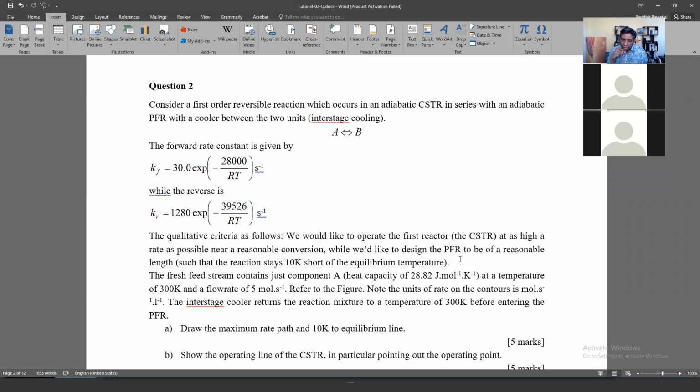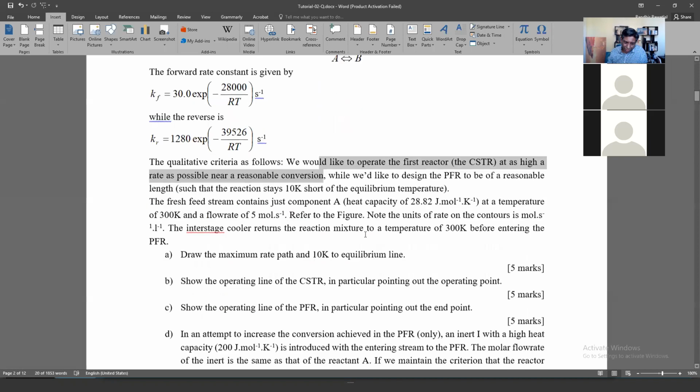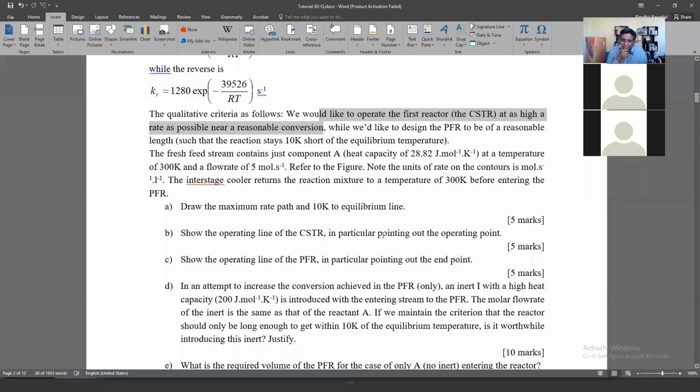And we are saying, well, we just want a nice high reaction rate. So it says here, we want the first reactor, the CSTR, as high a reaction rate that we can get while still getting a reasonable conversion. So that's a nice kind of designy way of saying things, right? It's not like, oh, for this temperature with that, it's more like try and get a nice high rate but still give me a good conversion. That's a typical kind of engineering design sort of a thing.